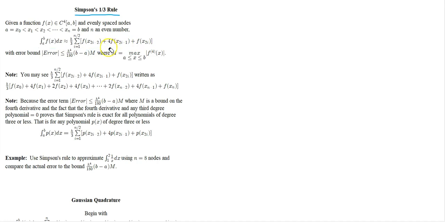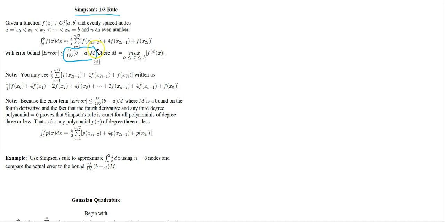And also, if you recall, we have an error bound for Simpson's rule given by this quantity right here, h to the fourth divided by 180 times b minus a times m, where m is a bound on the absolute value of the fourth derivative of f.